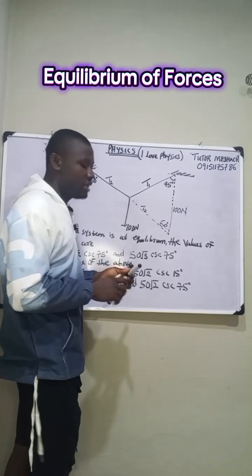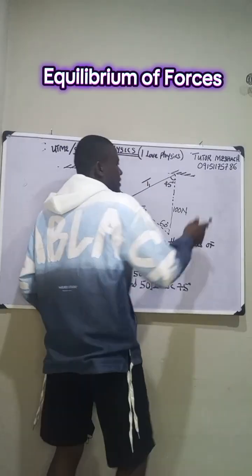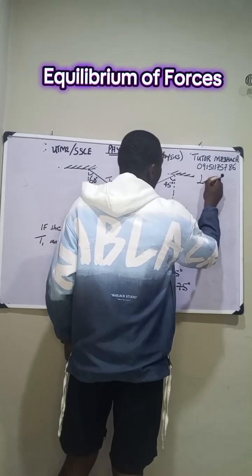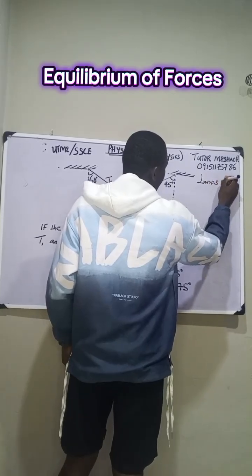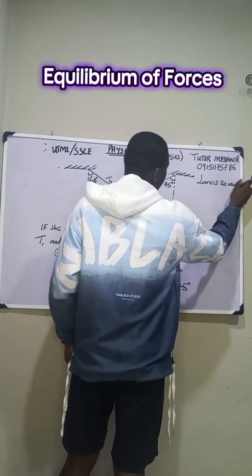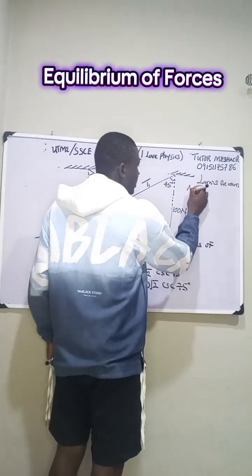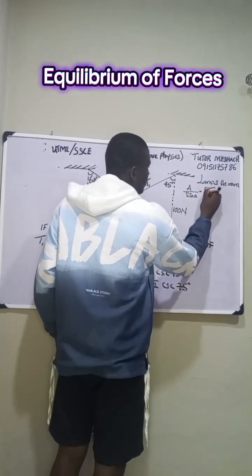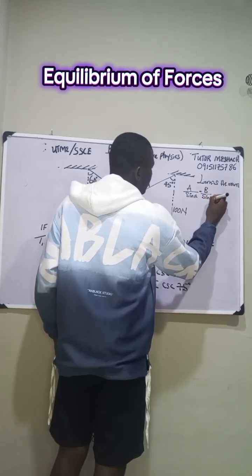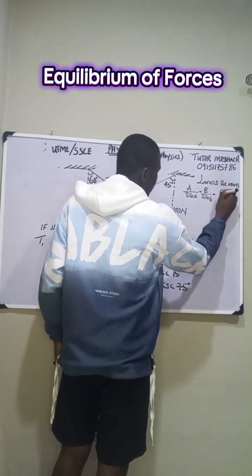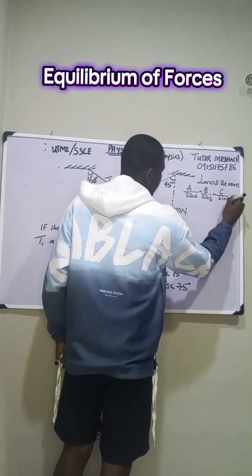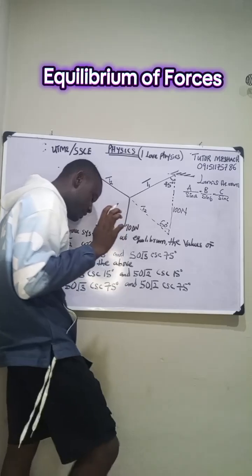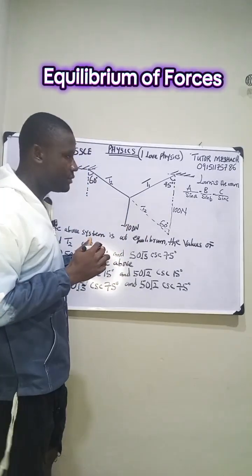To get the direct answer, we are going to use Lami's theorem. Lami's theorem is this stuff all of you know. It is very simple. It says that A over sine A is equal to B over sine B is equal to C over sine C. Finish. That was what it stated. And this is Lami's theorem.